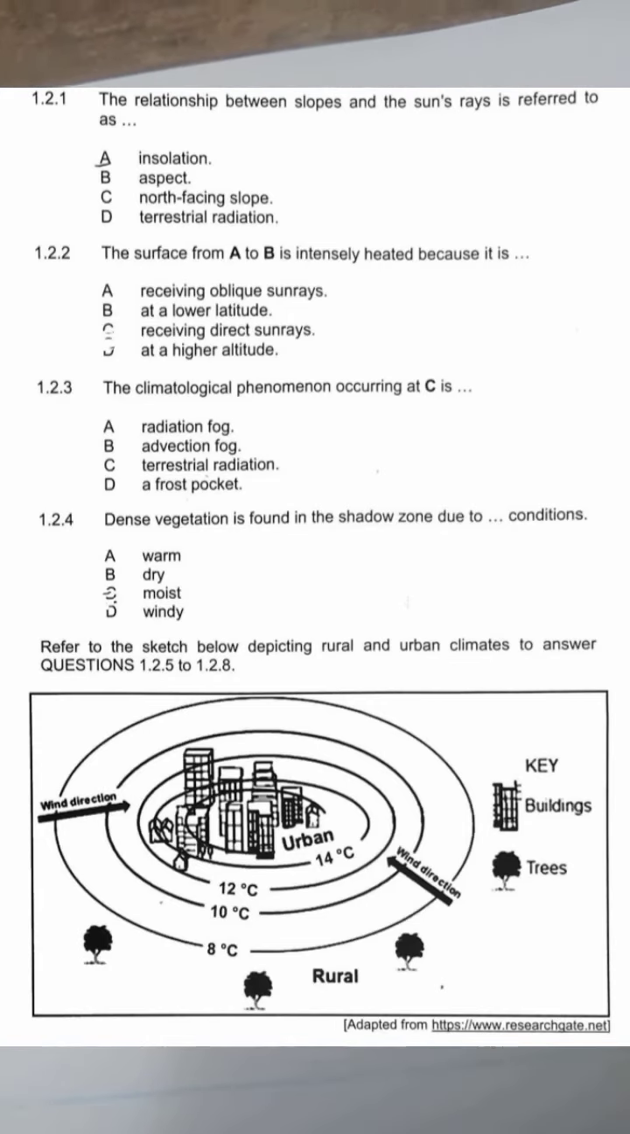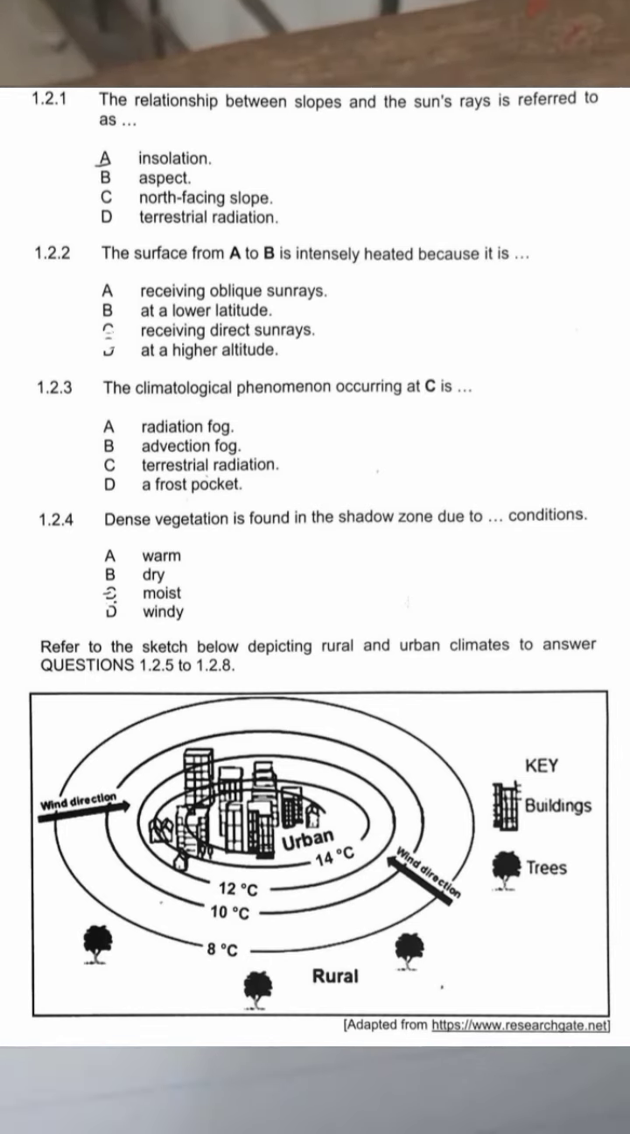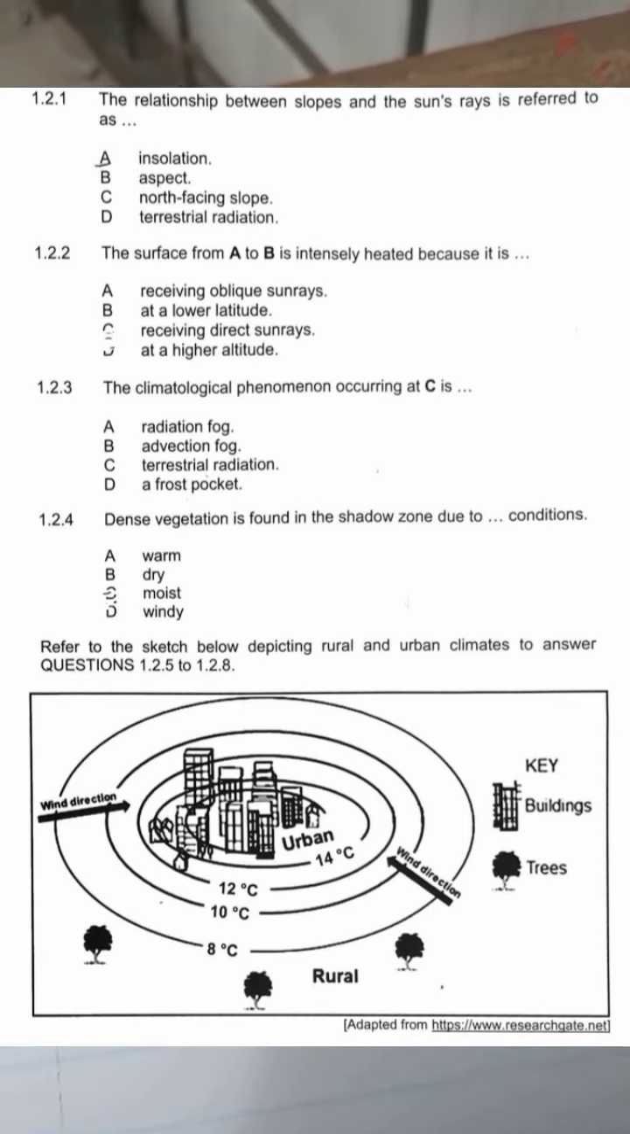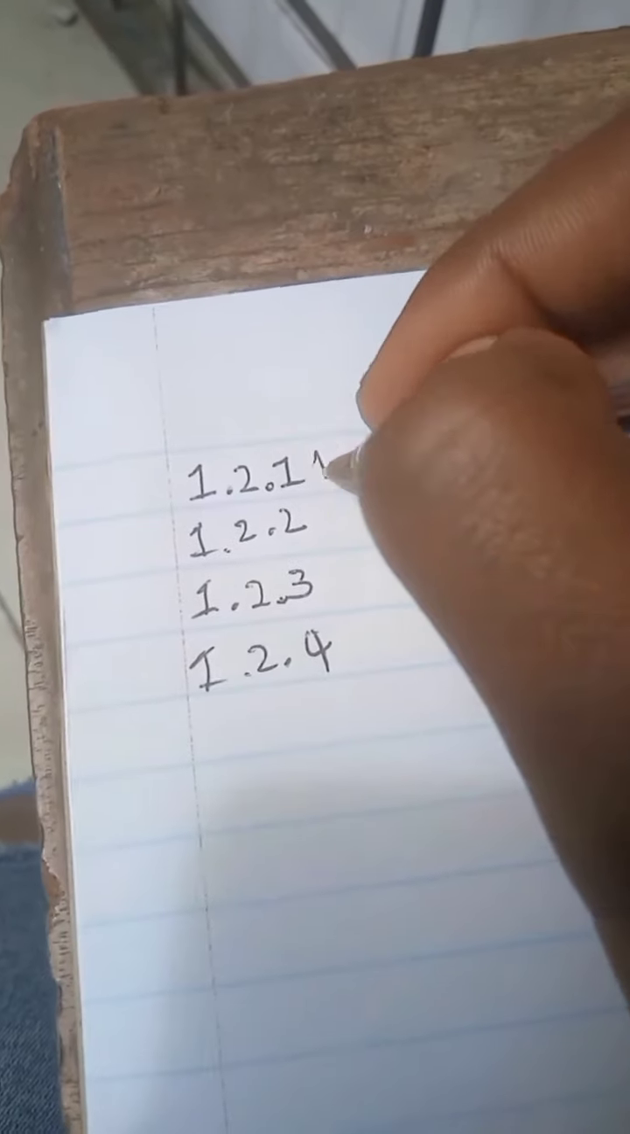So let's look at 1.2.1. It says the relationship between slopes and the sun's rays is referred to as, what did I just say? Of course it is slope aspect, guys. It cannot be insolation, because insolation is incoming solar radiation. Yes, it's aspect. It cannot be north facing slope. It cannot be terrestrial radiation, that's the cooling off of Earth. So it has to be B. So 1.2.1, that's B.